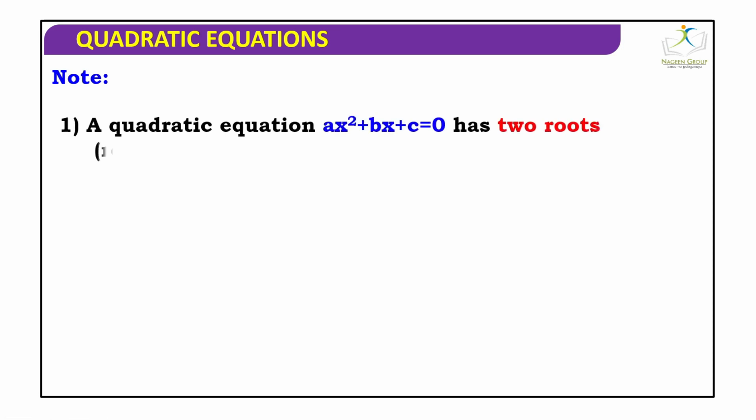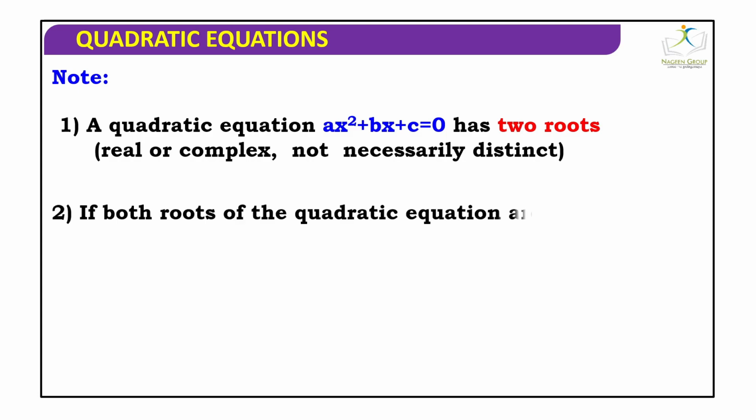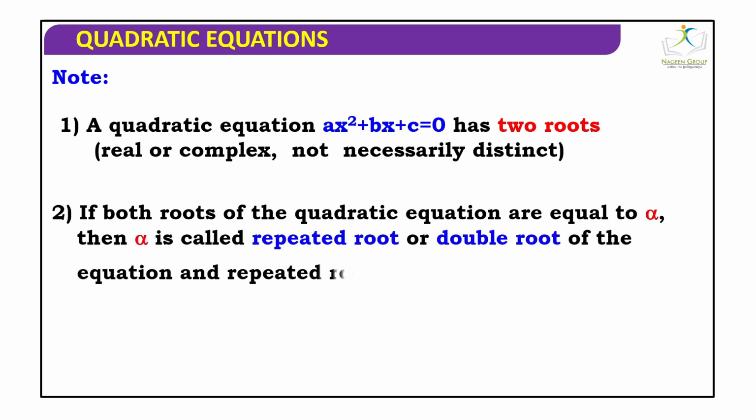Now, a quadratic equation ax square plus bx plus c equal to 0 has two roots. What are these roots? One is real or complex, not necessarily distinct. Right? Now, second, if both roots of the quadratic equation are equal to alpha, then alpha is called the repeated root, or double root of the equation, and the repeated root can be given as minus b by 2a.